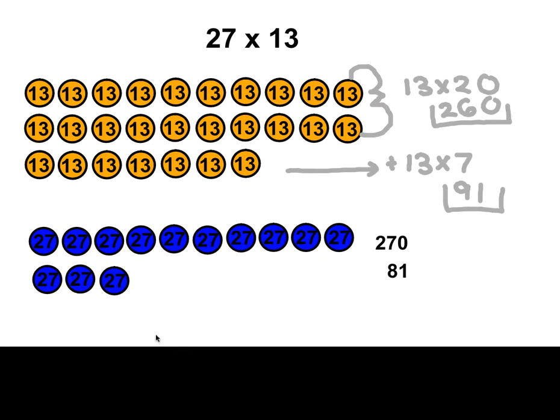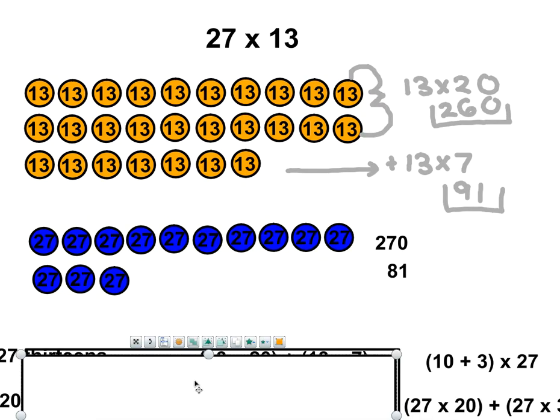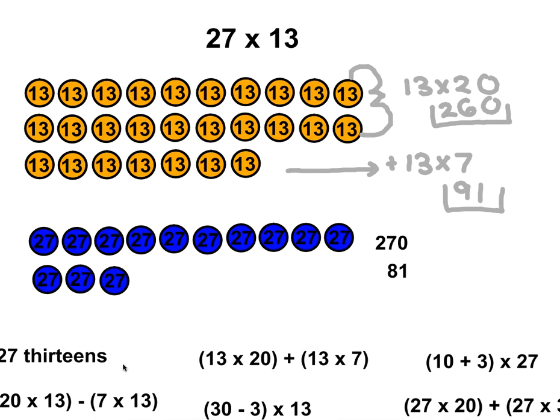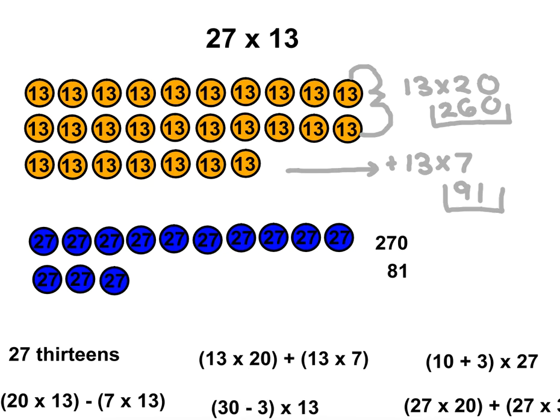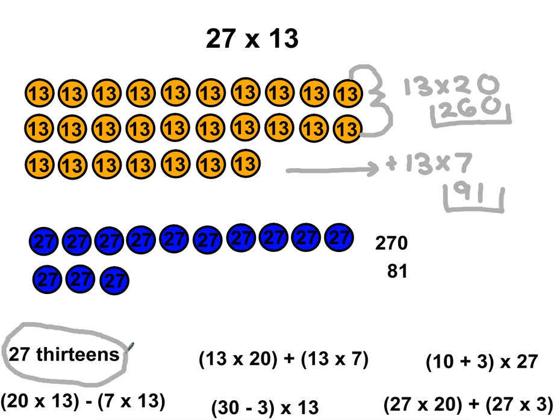So when we look at some options of which of these are true, I want you to circle in your mind all of these expressions that are true. Did we have 27 13s? Yeah, that's displayed in that model with the orange. So that would be correct. Do we have 13 times 20 plus 13 times 7? Yeah, that's true for the reasons I modeled above. We have 13 20 times, and then we need to add 13 7 more times. So that is also correct.